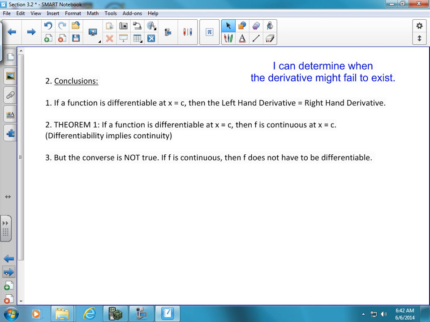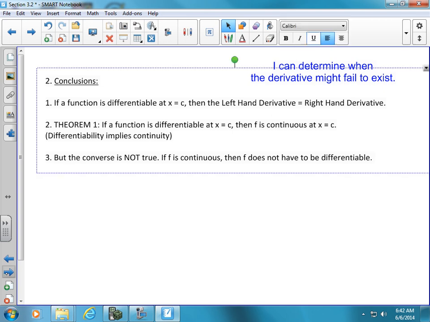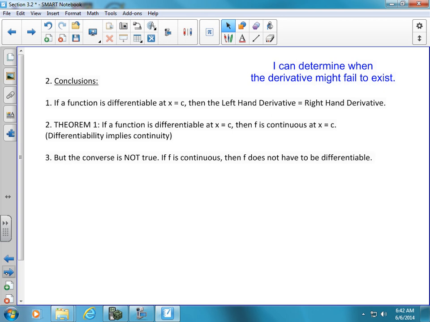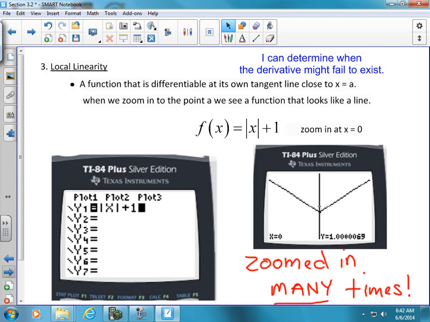All right, so let's take a look at some conclusions. If a function is differentiable at c, then the left-hand derivative equals the right-hand derivative at that point. Theorem 1: if a function is differentiable at c, then it's continuous. Differentiability implies continuity. This is very important because the converse is not true. If the function is continuous, it does not have to be differentiable, and that's what we were just now showing.